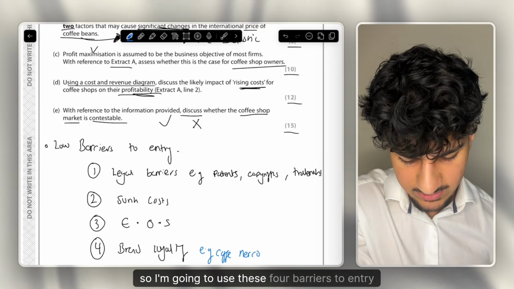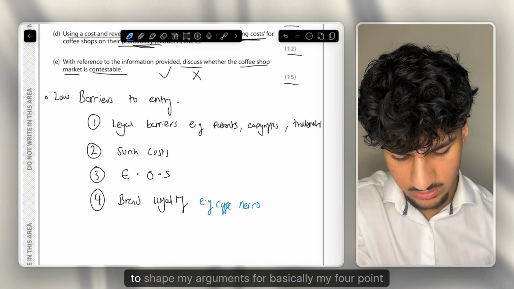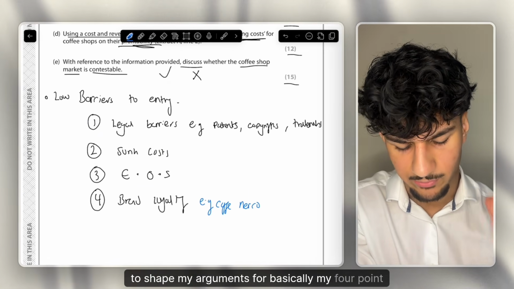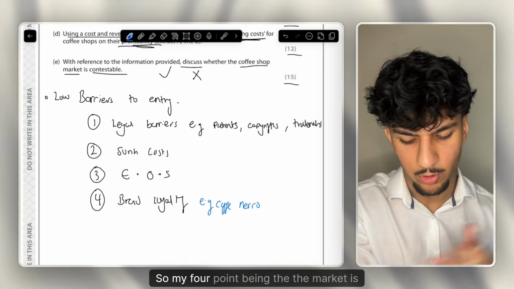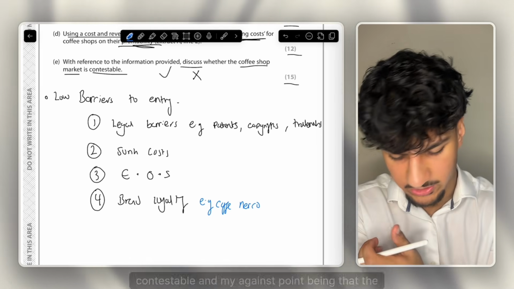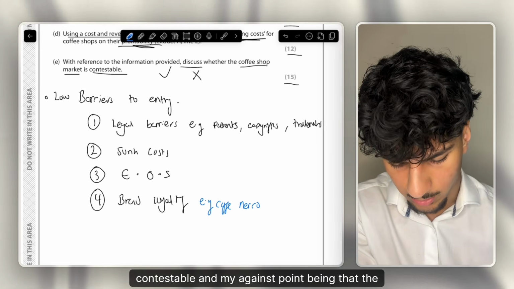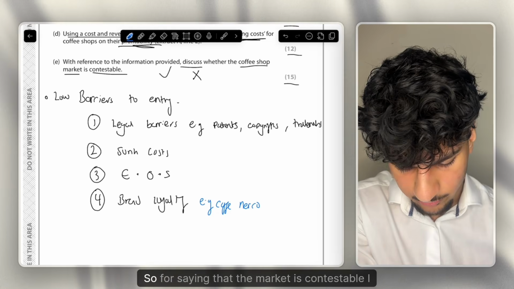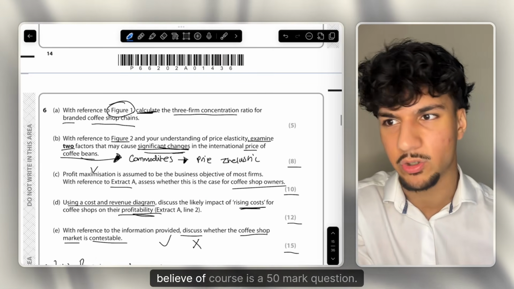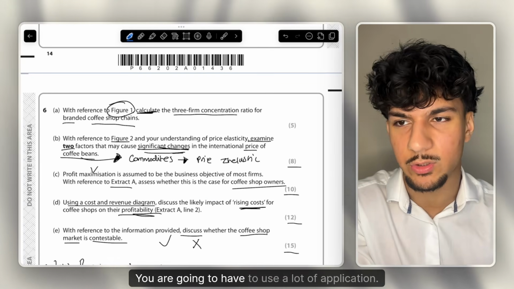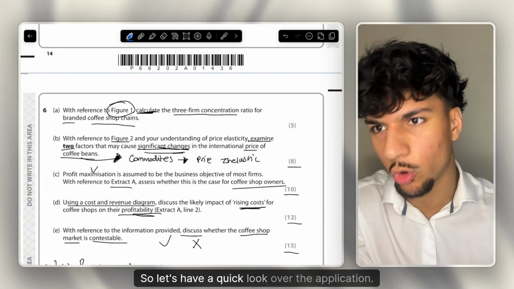Okay, so I'm going to use these 4 barriers to entry to shape my arguments for my for point and my against point. My for point being that the market is contestable, and my against point being that the market is not contestable. For saying that the market is contestable, I believe, of course, it is a 50-mark question. You are going to have to use a lot of application. So let's have a quick look over the application.